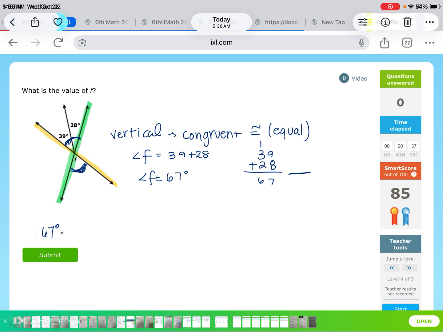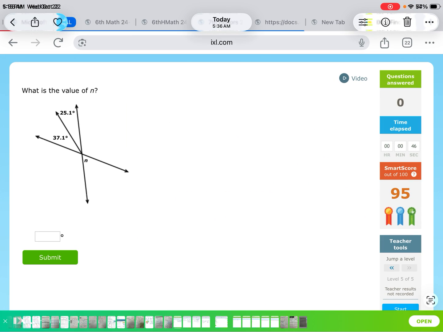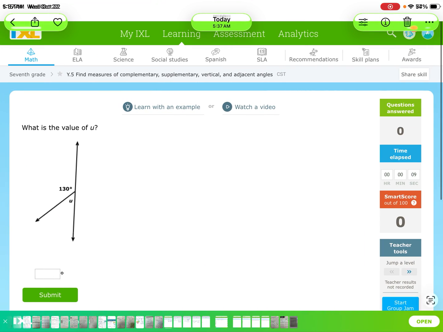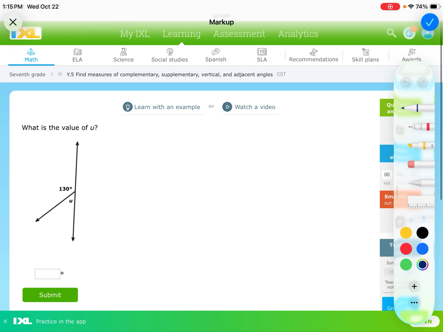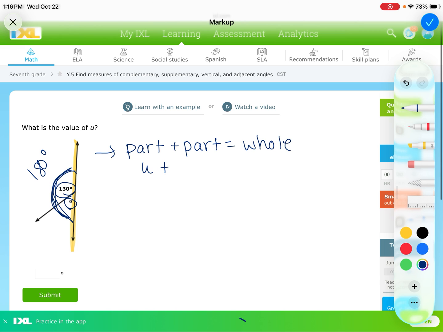So that's about all you're going to see on that one. And let's go to Y5. So what do we notice on this? Well, we notice a straight line. Yay. And we know this straight line should have 180 degrees. From here to here is 180 degrees. So try to write it as part plus part equals a whole. So this part is the letter U plus 130 altogether should add up to 180.